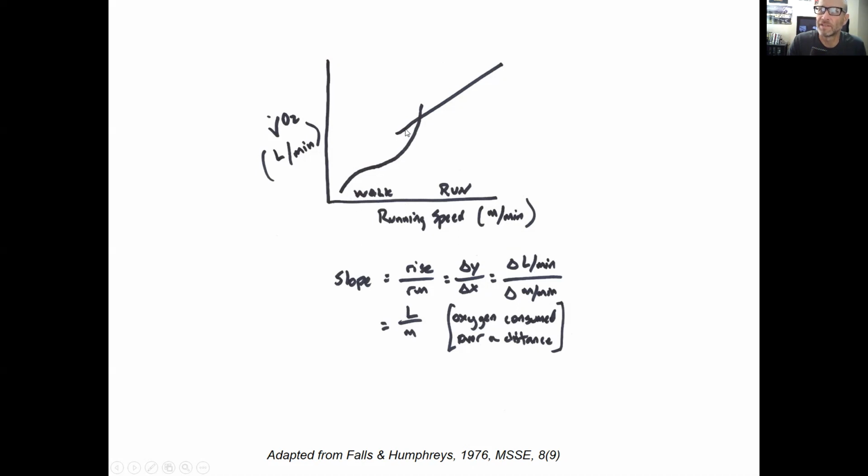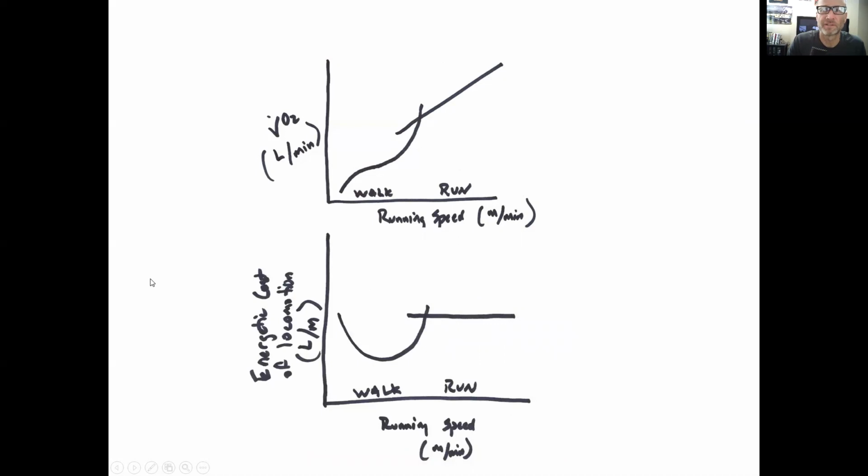If we look at this slope anywhere along here, the slope is the same, meaning that the energetic cost of locomotion will be the same. The slope here is steep, meaning energetic cost of locomotion is greater. The slope here is less steep. That's going to be lower energetic cost of locomotion. And here it's steep again. That's going to be a higher energetic cost of locomotion. So that corresponds exactly to our energetic cost of locomotion plot.